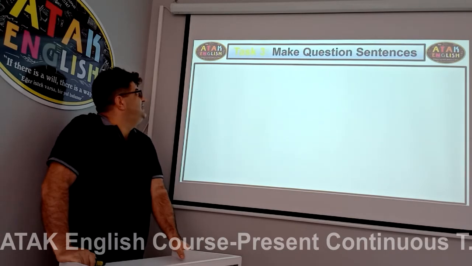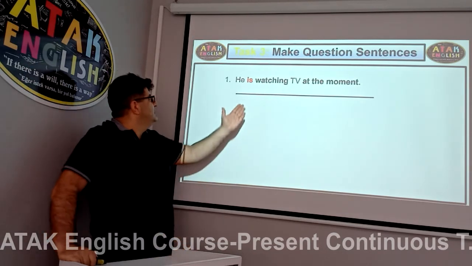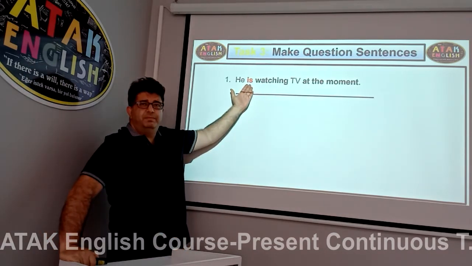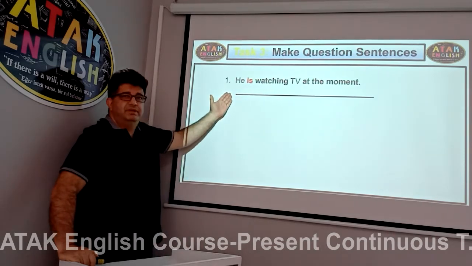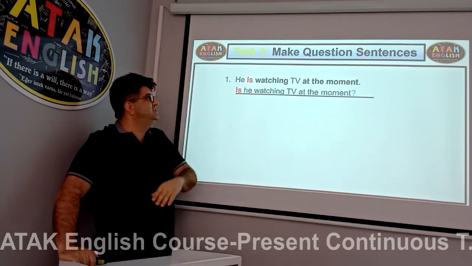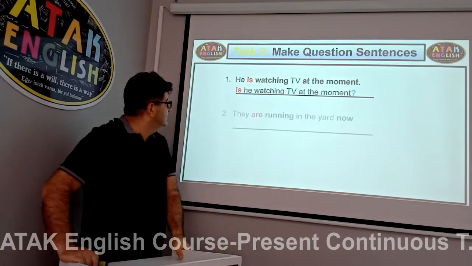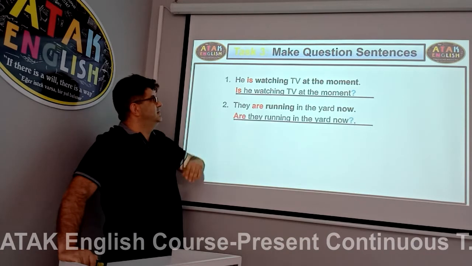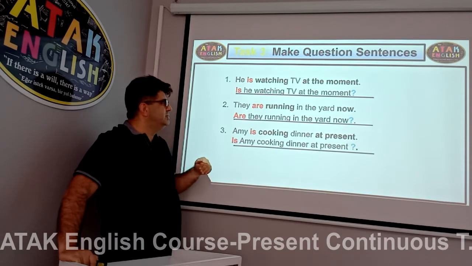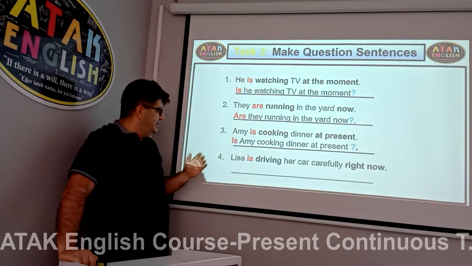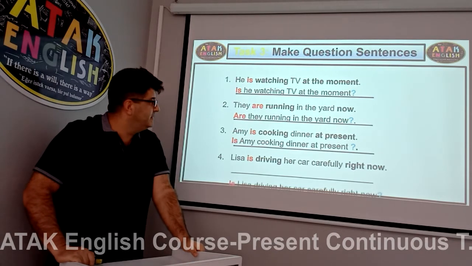Okay, let's see task 3. This time we're going to make question sentences. What were we doing? Our helping verb, to be, is or are, in this situation comes to the beginning of the sentence. Is he watching TV at the moment? Let's not forget the question mark at the end of the sentence. Are they running in the yard now? Is Amy cooking dinner at present? Is Lisa driving her car carefully right now? Okay.